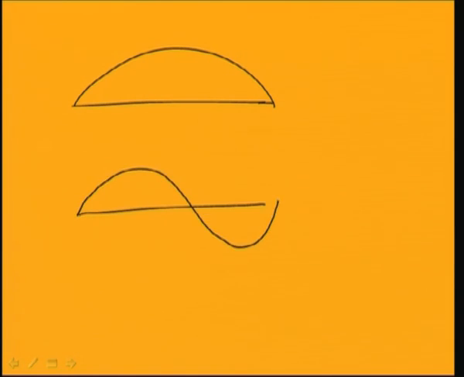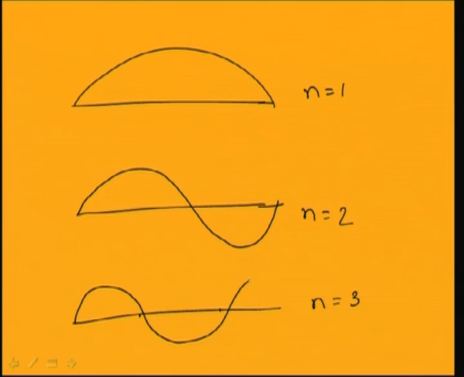so it will show one node in this. So, this is n equal to 1, and this is n equal to 2. Similarly, for n equal to 3 one may get 2 nodes. Similarly, by increasing the number of nodes the deflection pattern will be different.